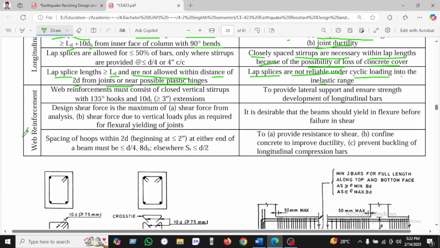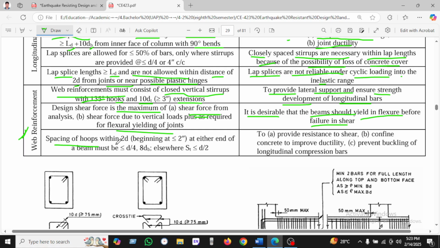Okay, so let's see the web reinforcement. The web reinforcement must consist of two closed vertical stirrups with 135 degree hook and 10dt, which is greater than 3 inch extension, to provide lateral support and ensure the strength development of longitudinal bar. The design shear force is the maximum of shear force from analysis and shear force due to vertical load plus that required for flexural yielding at the joint. It is desirable that the beam should yield in flexure before failure in shear.